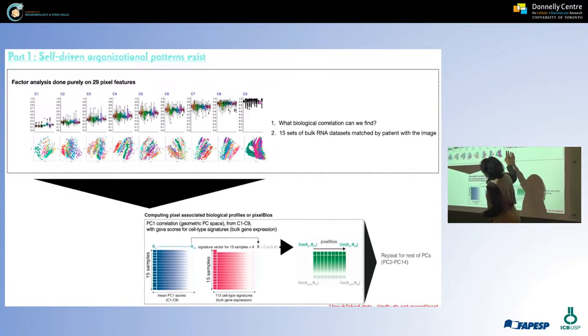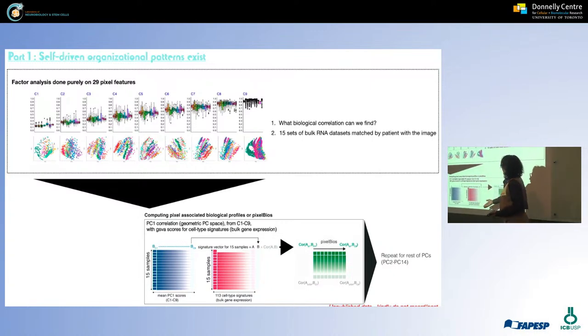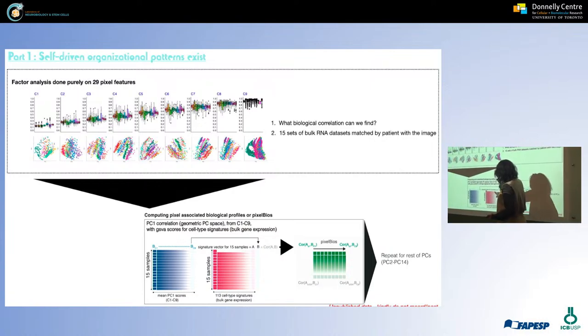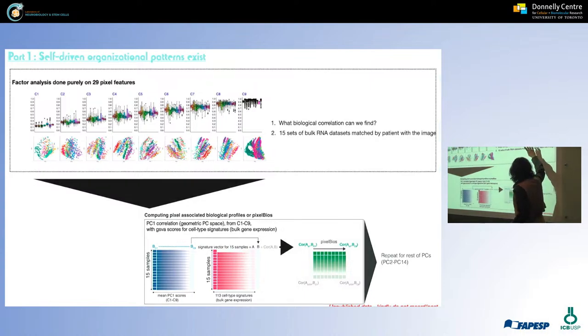So bulk RNA is averaged by sample, right? So I had to average my PC scores. So I averaged each PC score for the image feature set. I averaged them by sample. And then I did a correlation, all right? For each set, I correlated them with 113 cell type signatures, all right? Using these 15 bulk RNA data sets.